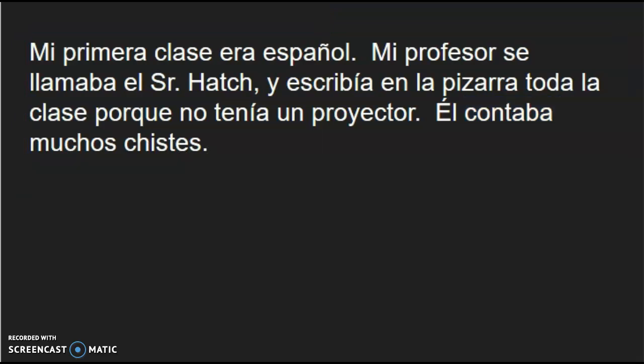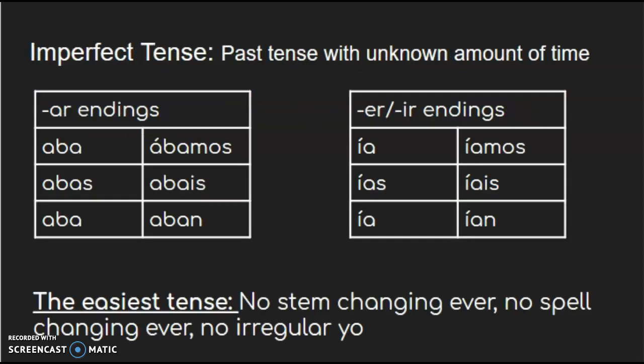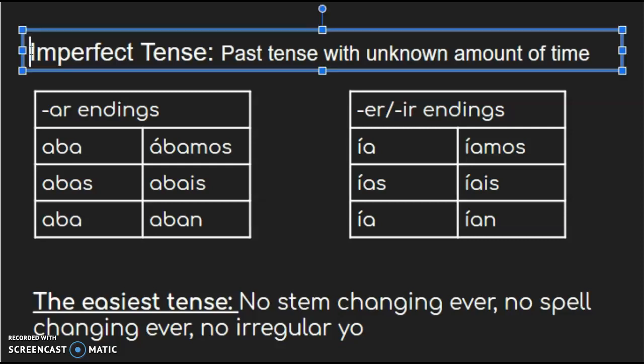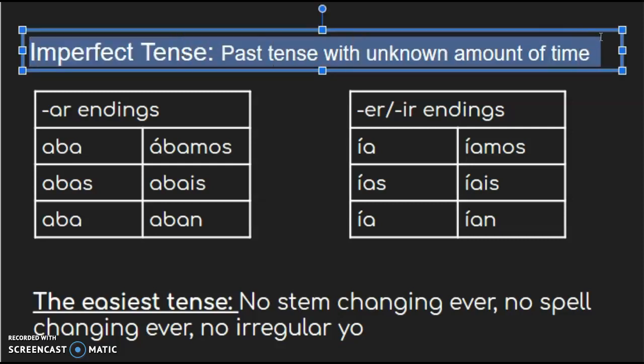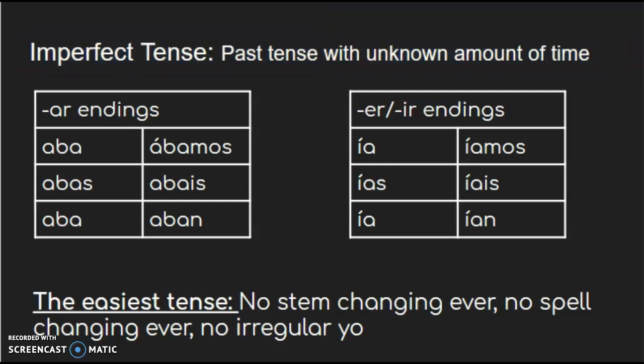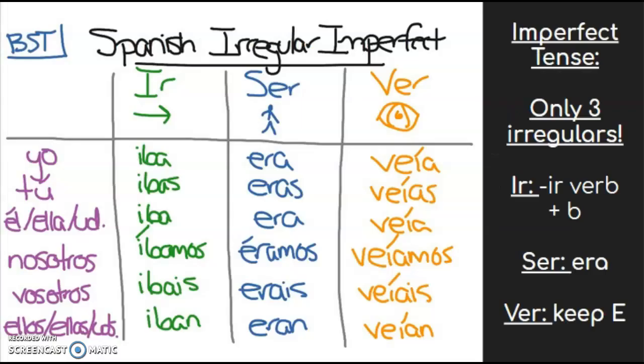So what you can get from this, we're going to be spending the next unit, so like a month, on this tense versus the preterite tense. So the summary so far is, the imperfect tense is the past tense for a not specific amount of time, or unknown. So here are the endings. Here are the 3 irregulars.